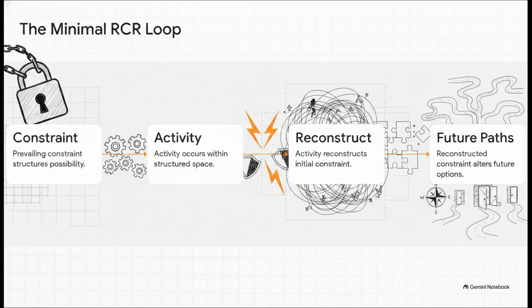First, a prevailing constraint dictates what is possible. Second, an activity actually takes place within that structured space. Third, and here is where the magic happens, that activity ends up modifying or reconstructing the very constraint that guided it. Finally, that newly reconstructed constraint now dictates what the activity can do in the future. It's this continuous, self-modifying loop.